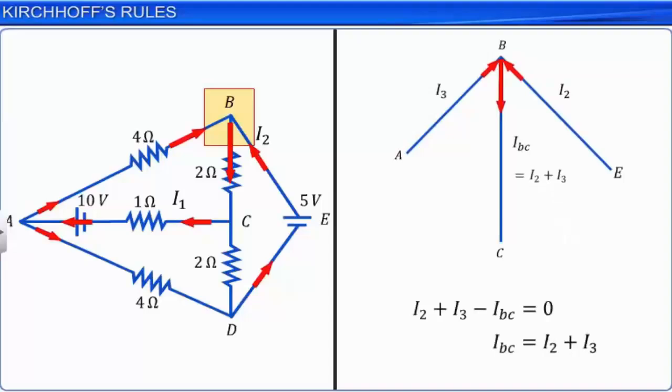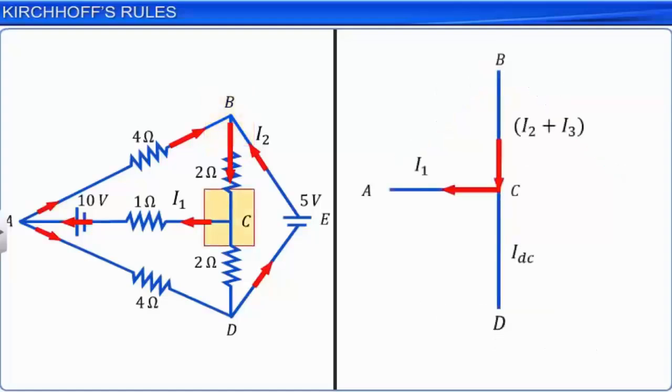Next, let us take the nodal point C. There are 3 branches meeting at point C. Only the current in branch DC is not known. Let us assume that the current in this branch is flowing from C to D. We now apply Kirchhoff's first rule at node point C to find the magnitude of the current in branch DC.